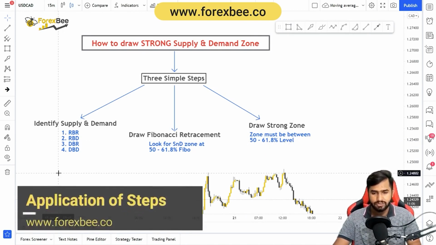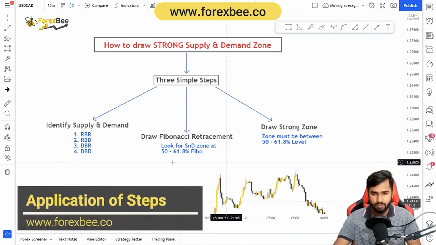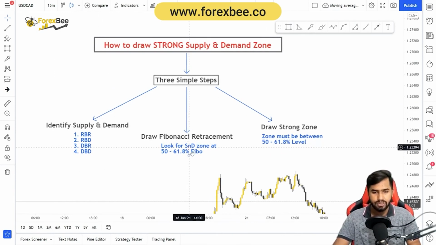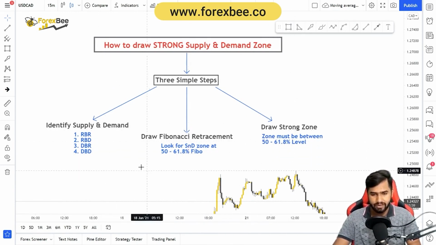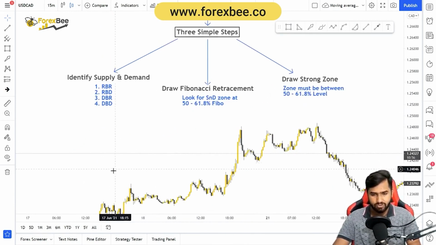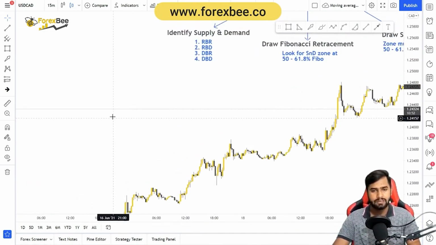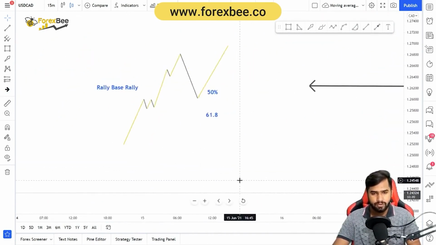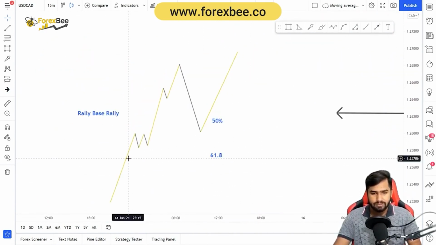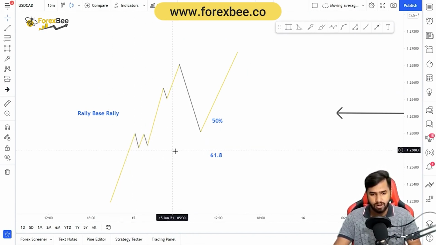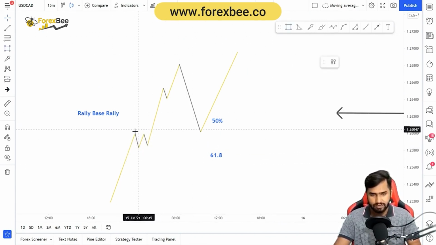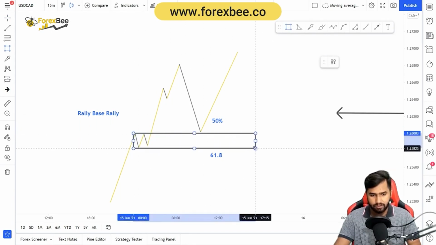Now let's go through an example in order to see how you can apply all these 3 steps to determine the strong supply and demand zone. In the end, we're going to go through some examples on the charts to validate what we have discussed. So here, let me just zoom in. The first step is determining the supply or demand zone. Once we have found that there is a demand zone, we need to draw that zone. So let me go ahead and draw that zone here.